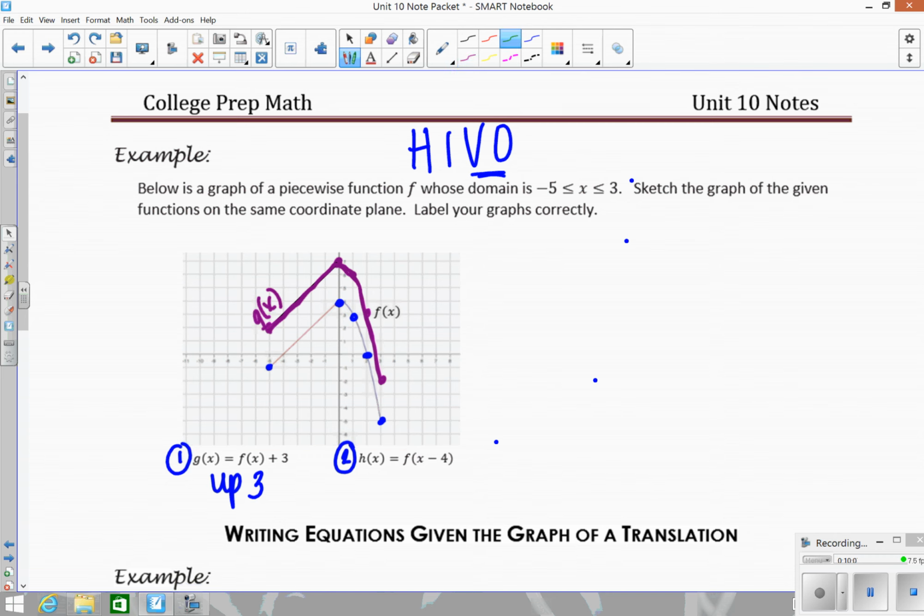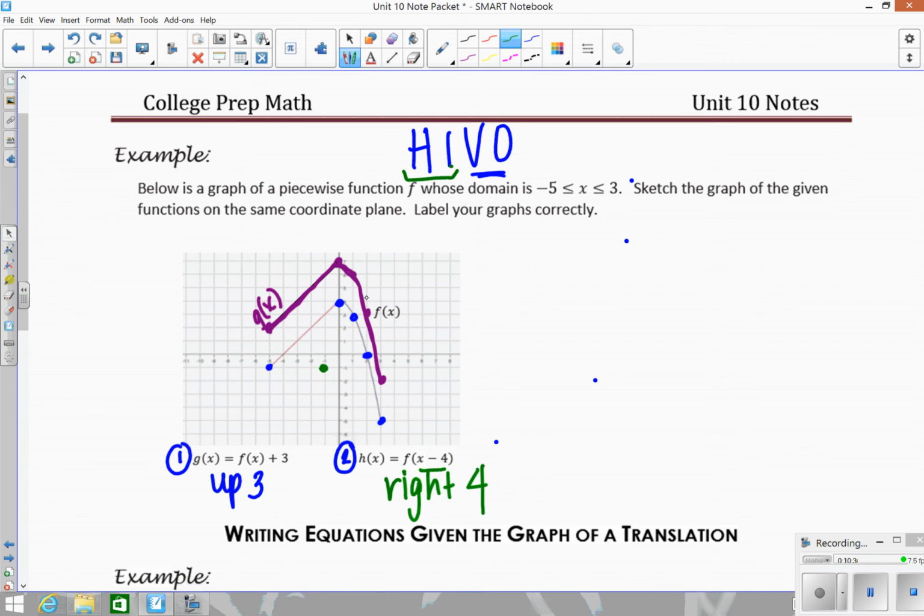Now the next thing I'm going to do is h of x. So for h of x, if you look, the minus 4 is on the inside. So when we're looking at HIVO, horizontal is on the inside, so that means it's going to be a horizontal shift. Because it's minus, that tells me I'm actually going to the right. So we're going to go right 4. So I'm going to take each of those key points from the original and move them right 4. So 1, 2, 3, 4.